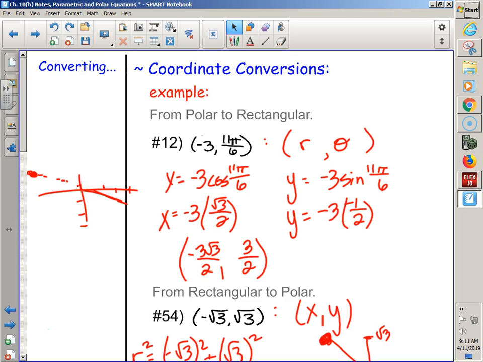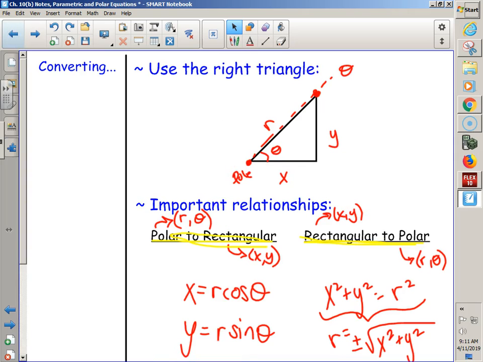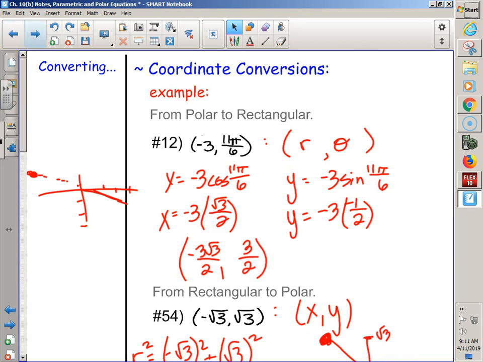Now, in this one up here, 11 pi over 6 was in the fourth quadrant. It was a negative radius, though, which sent us back to the second quadrant. But we just actually ended up plugging in our equations from that right triangle that some of you just took a picture of a second ago, that you need to get those formulas down from. We just plugged into our formulas of r cosine theta for x and r sine theta for y. And it happened naturally the way it needed to.